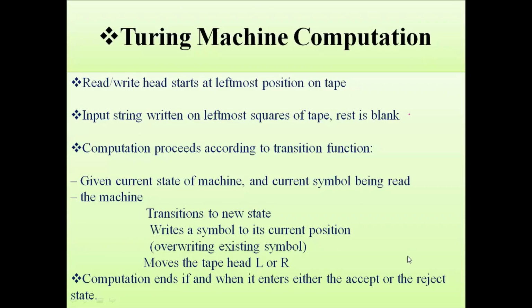Turing machine computation: read, write, start at the leftmost position on the tape. The input string is written in the leftmost squares of the tape, and the rest is blank. The computation proceeds according to the transition function. Given the current state of the machine and the current symbol being read, the machine transitions to a new state, Q0 to Q1, writes a symbol at the current position, overwriting the existing symbol, and moves the tape head left or right. The computation ends if and when it enters an accept or reject state. And at last we will discuss one kind of problem, whether that problem will be accepted or not.